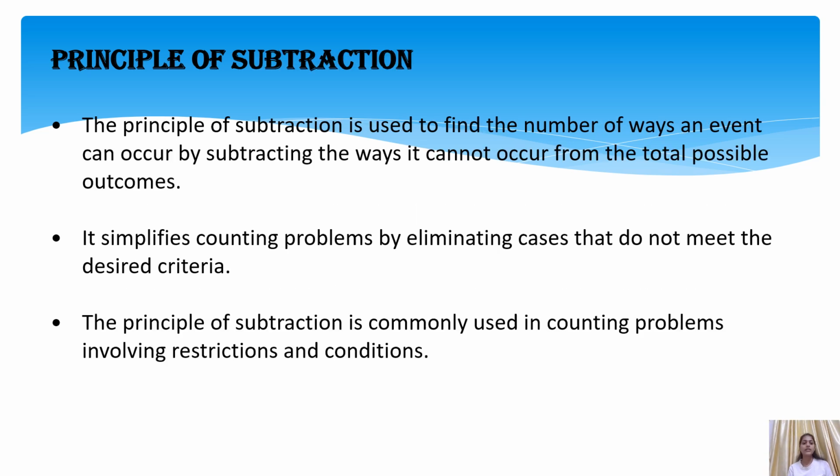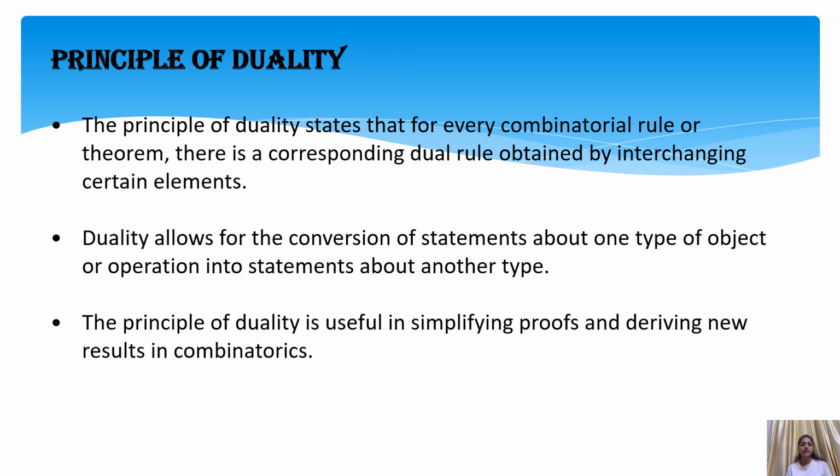The other one is the principle of subtraction. The principle of subtraction is used to find the number of ways an event can occur by subtracting the ways it cannot occur from the total possible outcomes. It simplifies counting problems by eliminating cases that do not meet the desired criteria. The principle of subtraction is commonly used in counting problems involving restrictions and conditions.